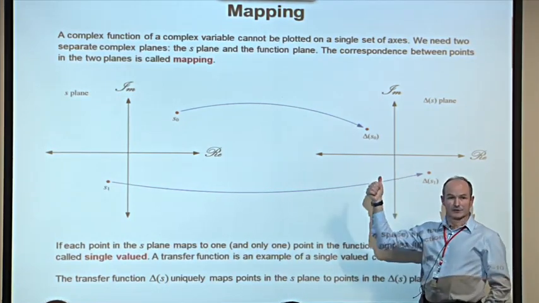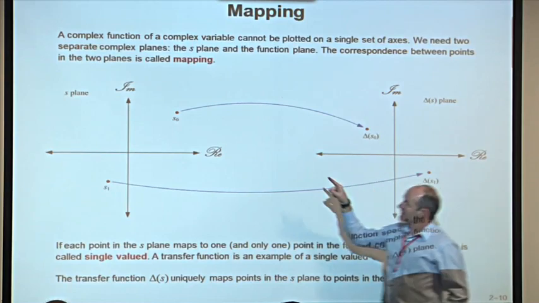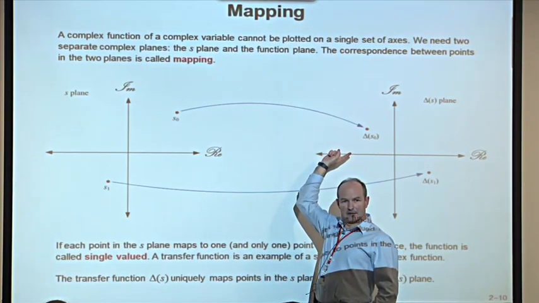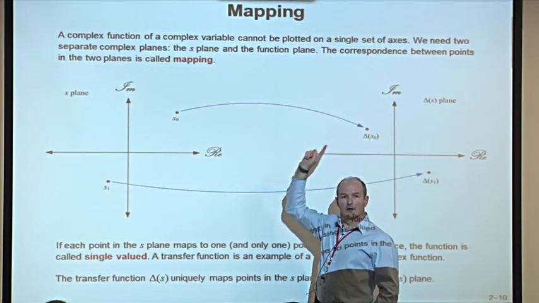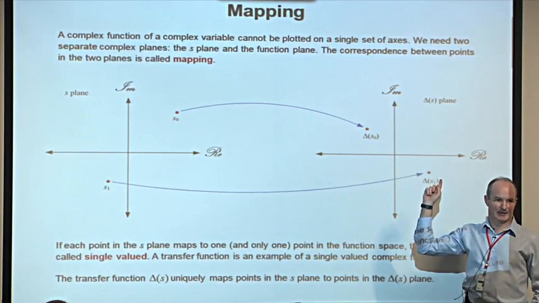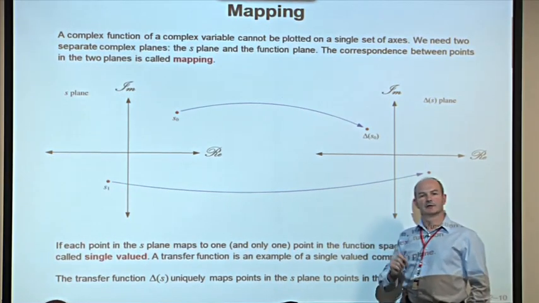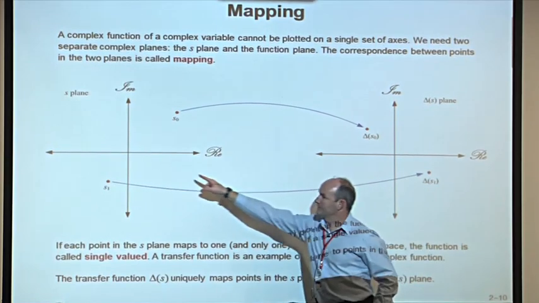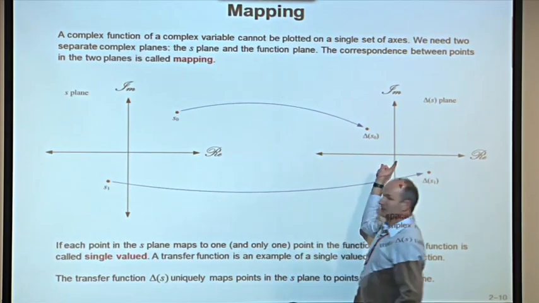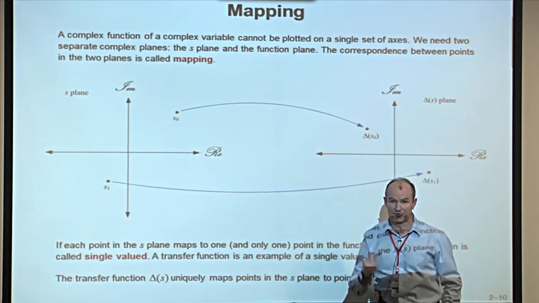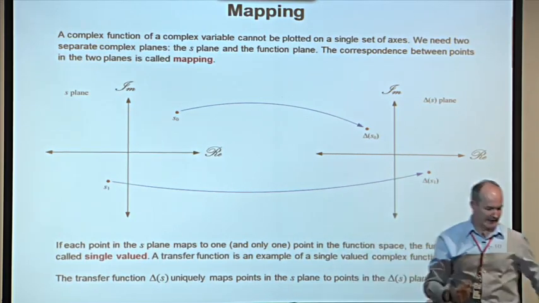Now, certain functions can map single points over here to multiple points over there. That can happen. Certain others map one point to one point. They are called one-to-one mappings. And it turns out that all transfer functions are one-to-one. They map a single point in one complex plane to a single point in another complex plane. They are one-to-one mappings.